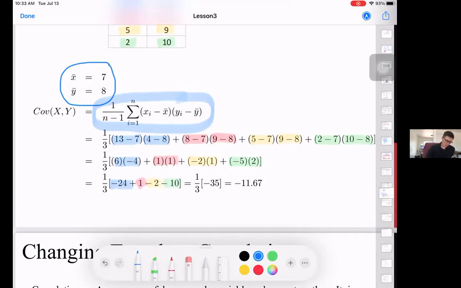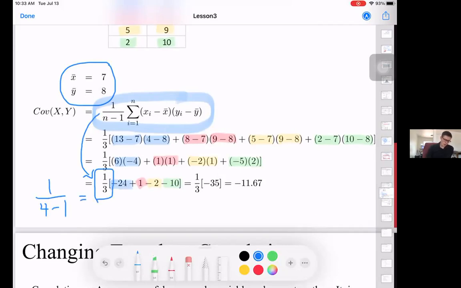Got a very helpful question last time. Where does this 1/3 come from? It comes from the sample size. So all we're doing is saying 1 over the sample size 4 minus 1. That's going to be equal to 1/3.